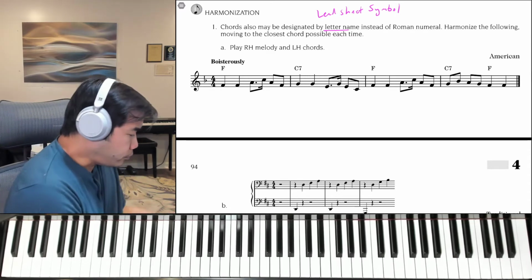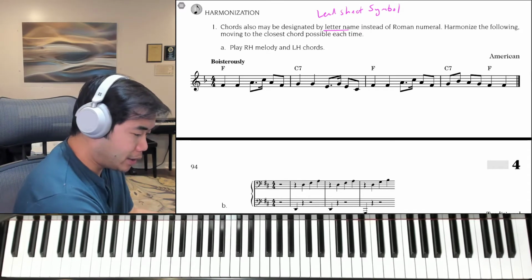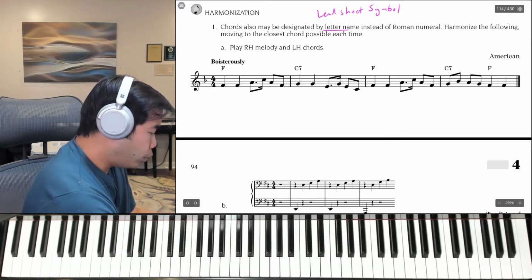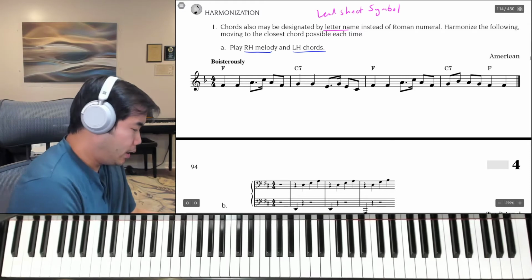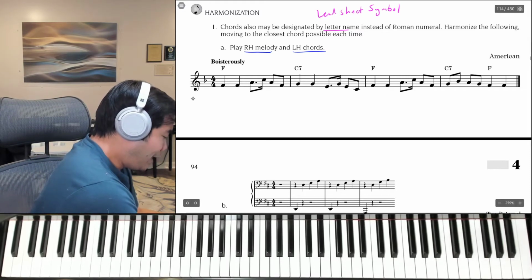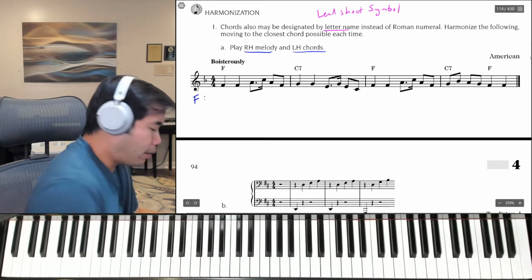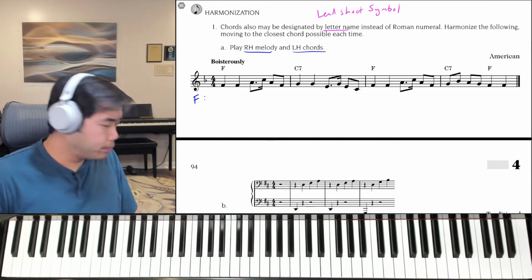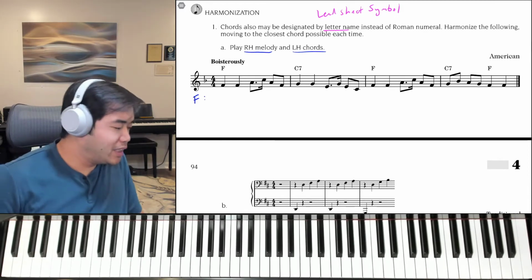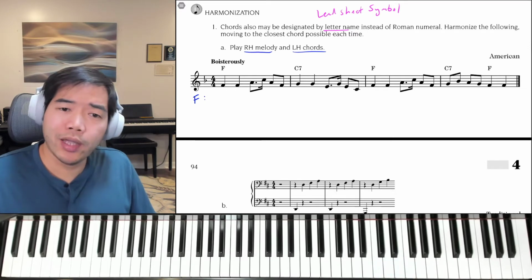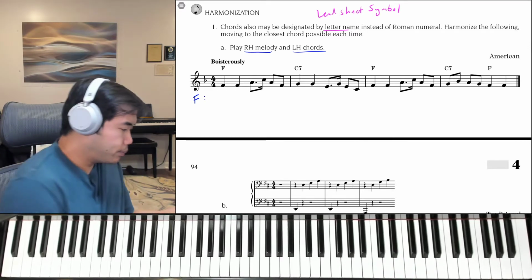So if we look at this, let's determine our key signature. Okay, we're going to be playing the right hand melody and left hand chords here. All right, so if we take a look, we got one flat, indicates that we're probably in a major key, which we are, F major. And we'll see the lead sheet symbols have been notated for us. So let's go ahead and convert these to Roman numerals.